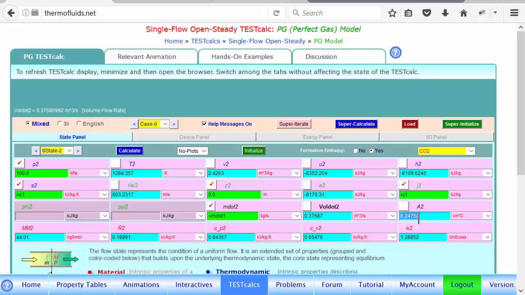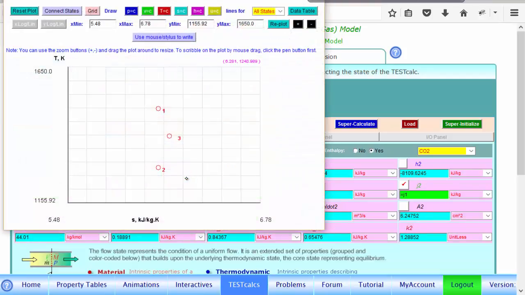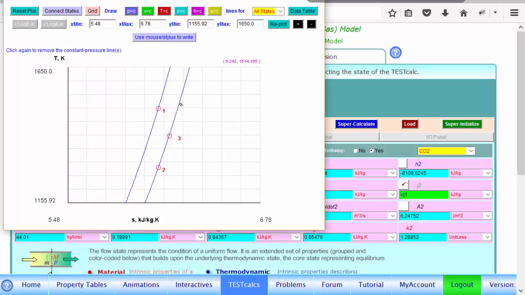There are many other features of TESTcalc. First of all, we can show the calculated states on a TS diagram. And if you draw a constant pressure line, this is the 200 kPa line and 100 kPa line. You can see exactly as you expect the actual nozzle. You can see entropy increasing, and the real nozzle, the isentropic nozzle, of course, you can see the vertical line, which is isentropic.